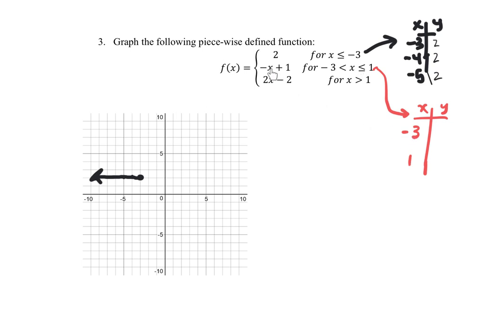Now, if you plug negative 3 in for x, the opposite of negative 3 is 3. 3 plus 1 is 4. And that's an open circle, remember. And then we plug 1 in, the opposite of 1 is negative 1. Negative 1 plus 1 is 0. So negative 3, comma 4 with an open circle, and 1, comma 0 with a filled in circle.